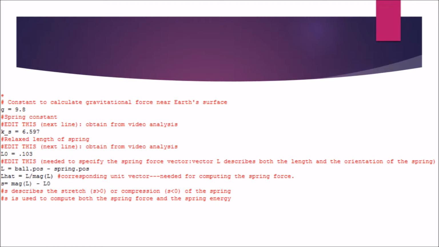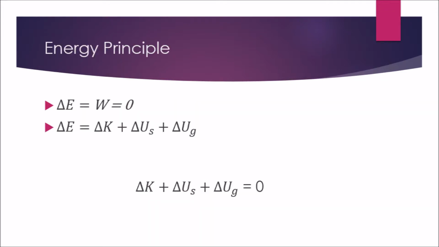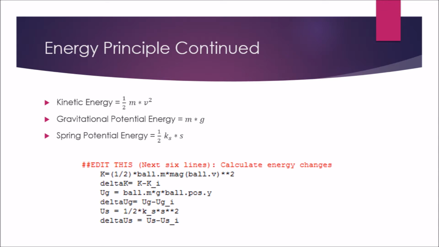L was used to describe the length and orientation of the spring, while S describes the stretch or compression of the spring. For this system, the change in energy is equal to the change in kinetic energy plus the change in potential energy of the spring plus gravitational potential energy. Because nothing in the surroundings is transferring energy into the system, work is zero and thus delta E is zero. The gravitational, kinetic, and spring potential energies were found using the equations above and put into the code.